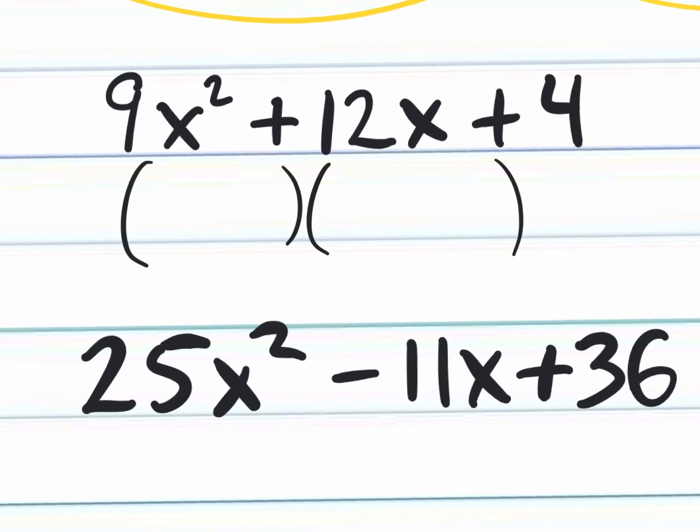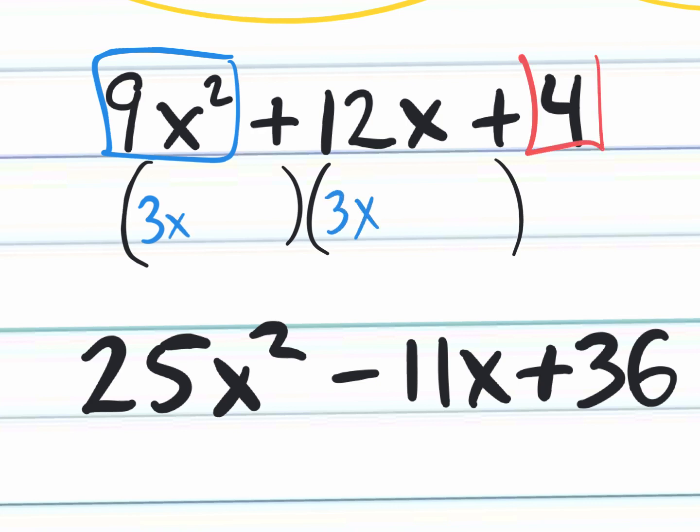I'm going to do the square root of 9x squared because it's a perfect square term. What's the square root of 9x squared? 3 with an x. So put a 3x, put a 3x. And then the last term is a perfect square term, 4. So what's the square root of 4? 2. Put a 2 there, put a 2 there. And now think about the signs. What signs do you think belong in here?